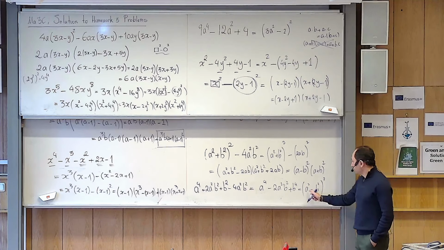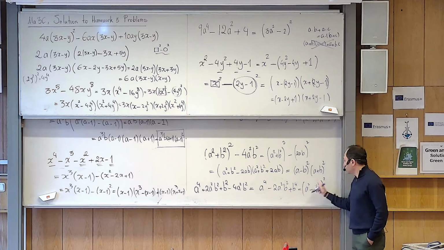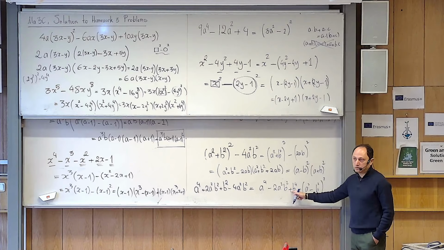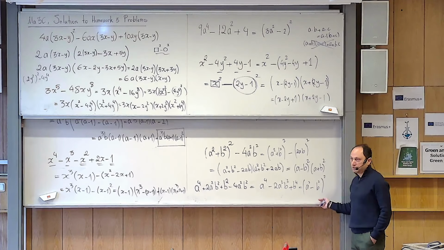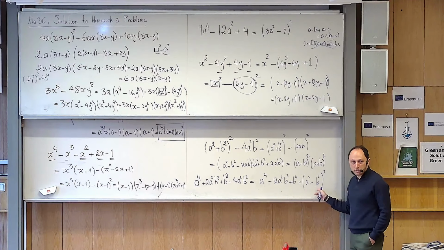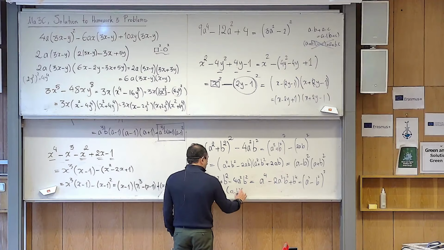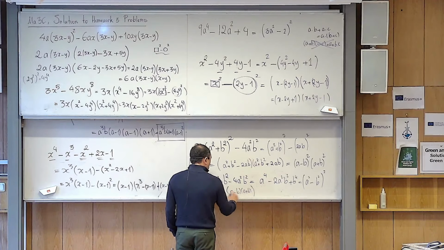Yes. Because the first one squared is this one, 2 times the first one times the second one, and the second one squared is that one. Okay? But is it finished? No, because this one is now a conjugate rule. So it becomes a minus b, a plus b. So this becomes a minus b, a plus b, and then totally squared.